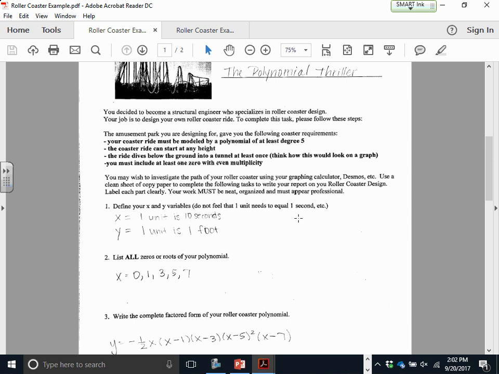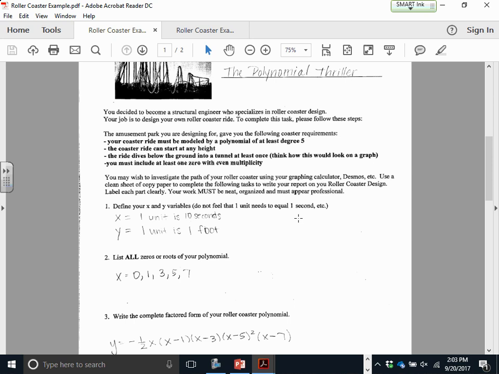But here I have a spot for you to define your x and y variables. It may not be as simple as x is time in seconds and y is height in feet, okay? If you choose zeros of like 20, 30, and 60 to represent seconds, your polynomial is going to stretch really, really, really, really tall. So you could just pick a leading coefficient to multiply by to shrink it down, okay?